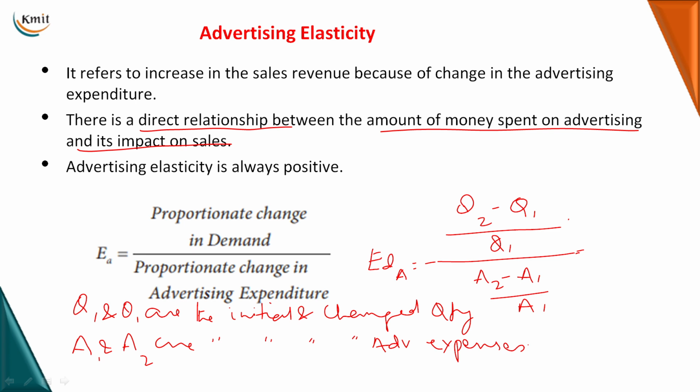So ED of A is equal to the proportionate change in the demand for any product divided by the proportionate change in the advertising expenses incurred on that particular commodity product. So this is the formula: Q2 minus Q1 by Q1 whole divided by A2 minus A1 by A1, where Q1 and Q2 are the initial and changed quantity demanded, A1 and A2 are the initial and the changed advertising expenses.